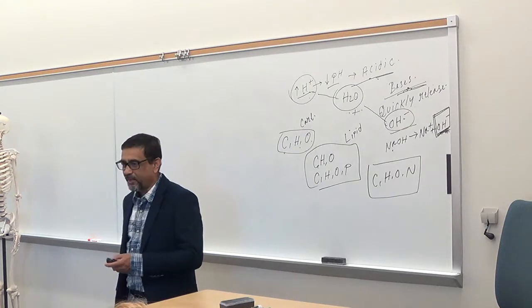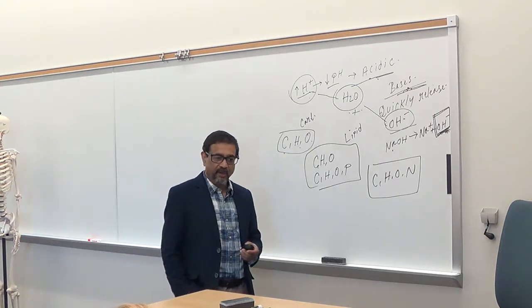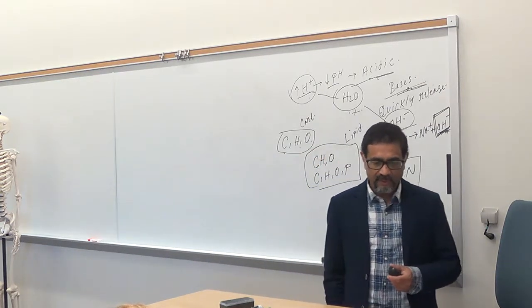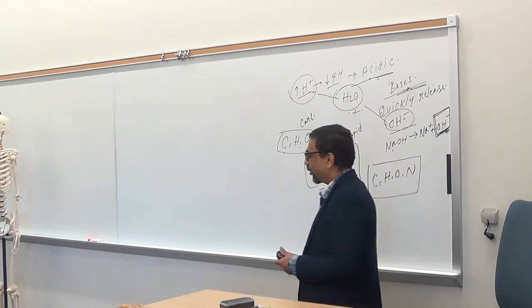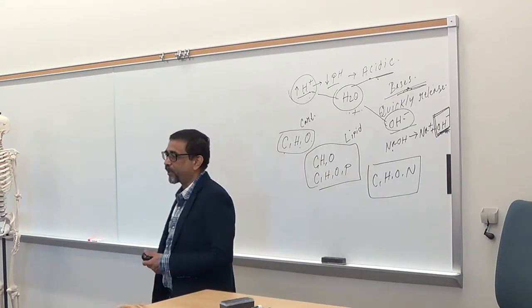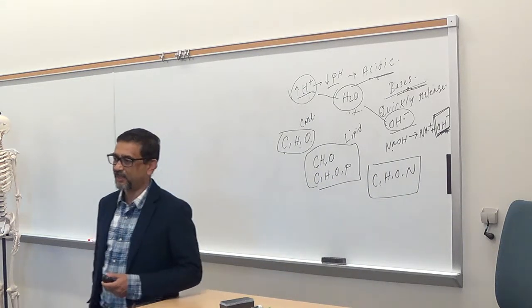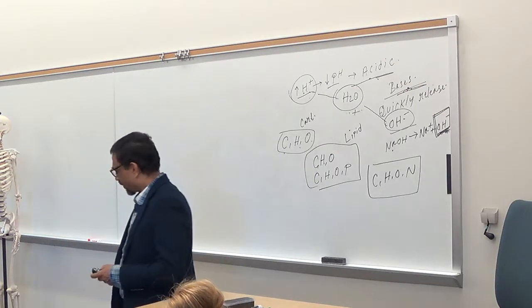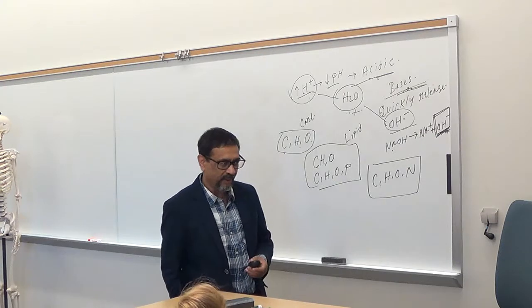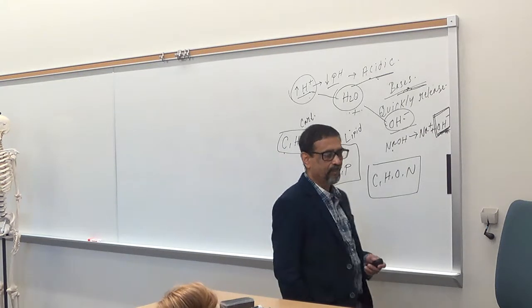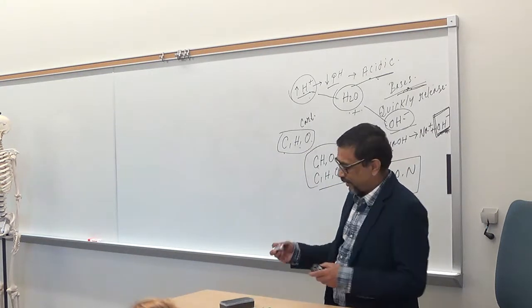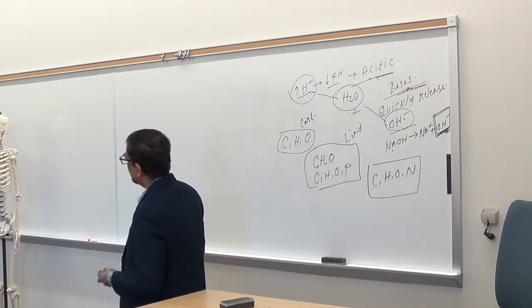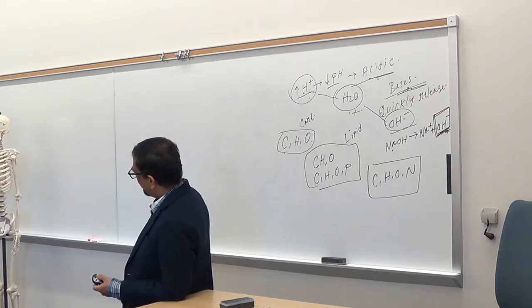And steroid type lipid is used in synthesis of steroid hormones. You know, there are steroid hormones in the body. Those hormones are produced by steroid type of lipid. So that is how we type the lipids.